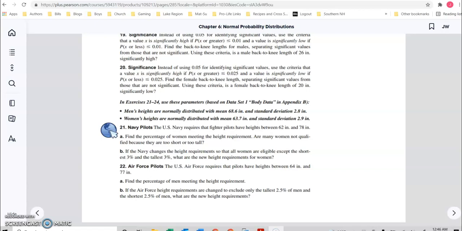I'm going to do 21B here as a way to discuss how to go backwards from I have a probability, an area, and I need the values. So this one talks about Navy pilots, and the U.S. Navy requires fighter pilots to have a height between 62 and 78 inches. If the Navy changes height requirements so that all women are eligible except the shortest 3% and the tallest 3%, what are the new height requirements for women?